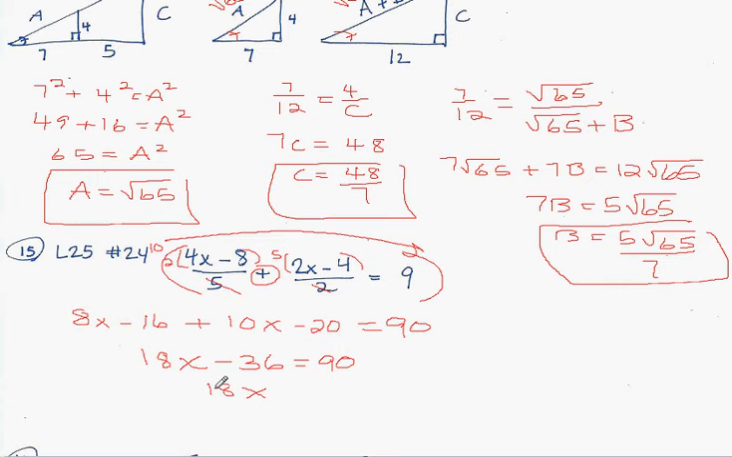Okay, we get 18x equals 126. And finally we get x equals 7, which is the solution to that one.